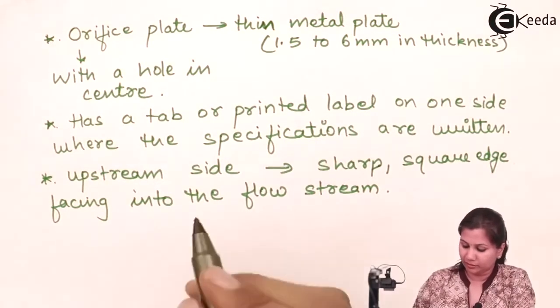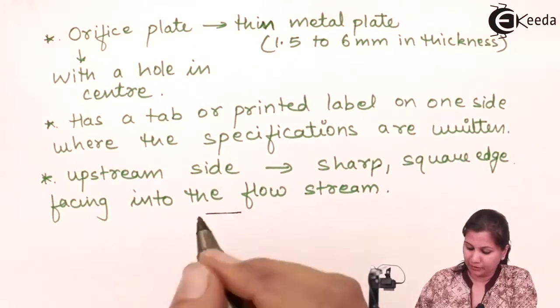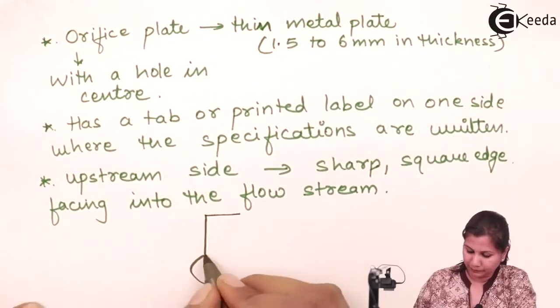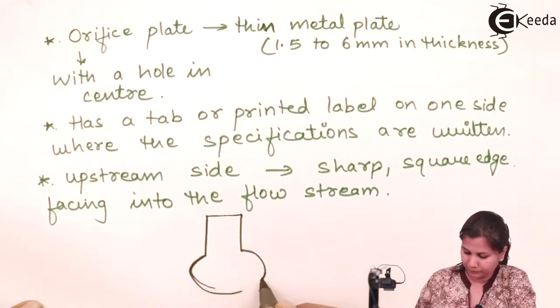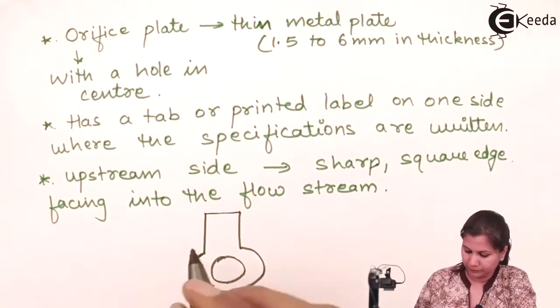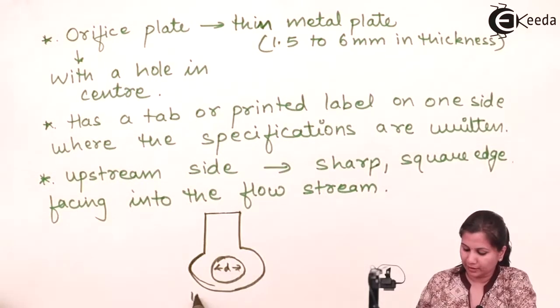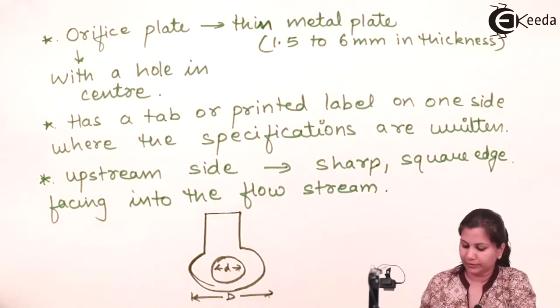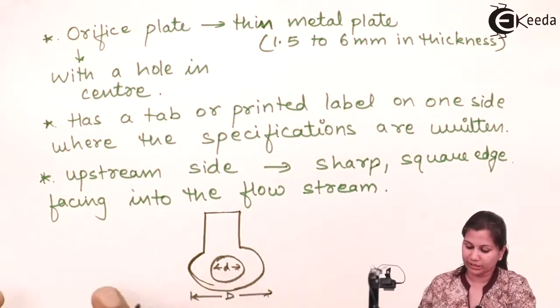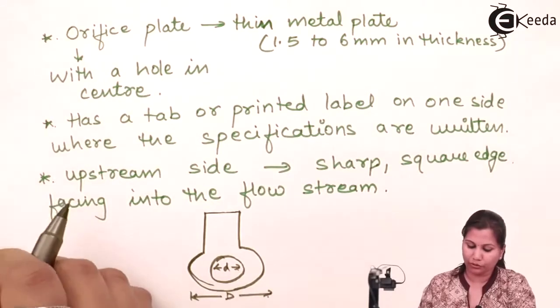So let's see how an orifice plate looks. The inner bore diameter means the inner hole, and this is the outer diameter, capital D. Okay, so you can see that this is the shape of the orifice plate. Now let's see the cross section of the orifice plate, what it looks like inside. So let's see the cross sectional view of the orifice plate.